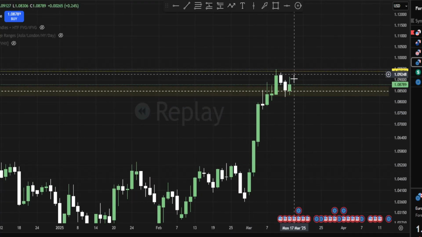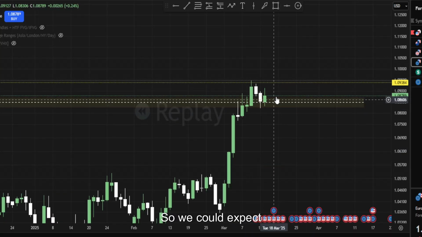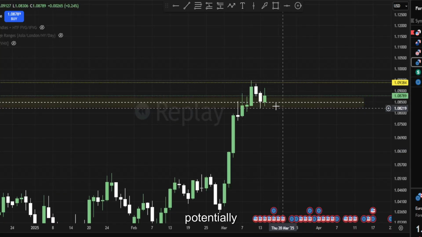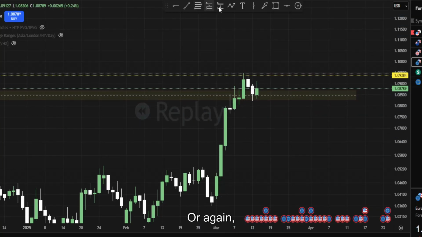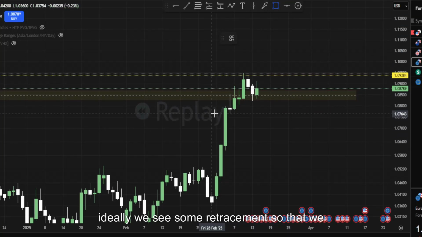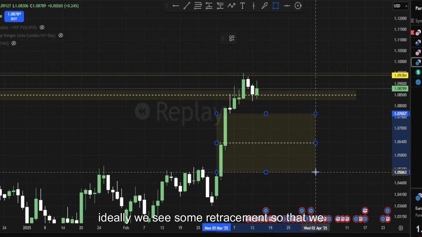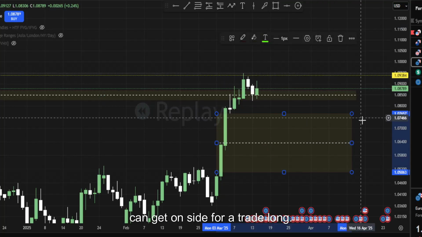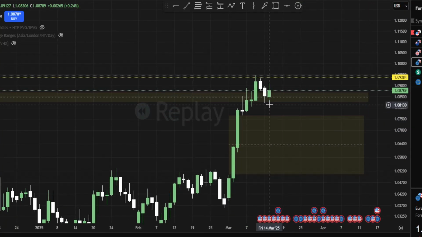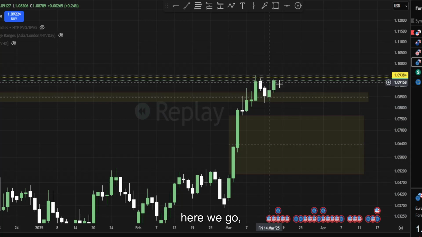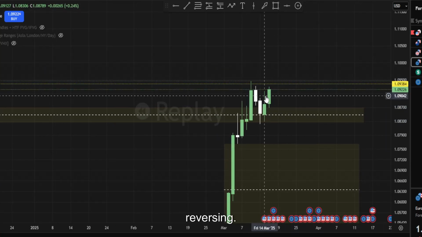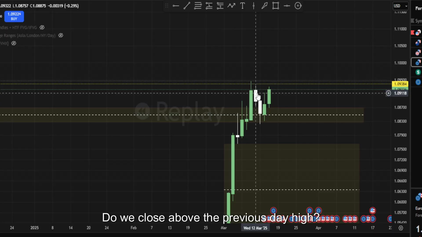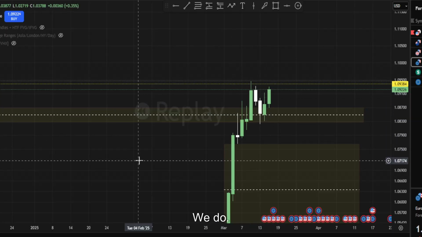Accumulation. So we could expect potentially this to accumulate for a little bit. Or again, ideally, we see some retracement so that we can get on side for a trade long. But here we go, looking like this is where we might want to be reversing. Do we close above the previous day high? We do.